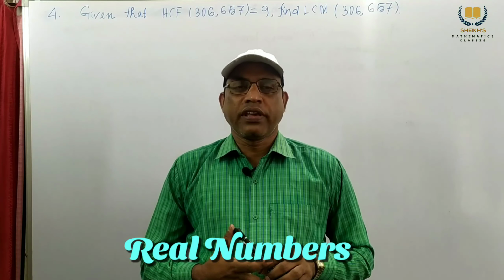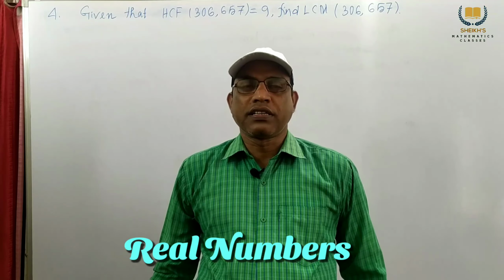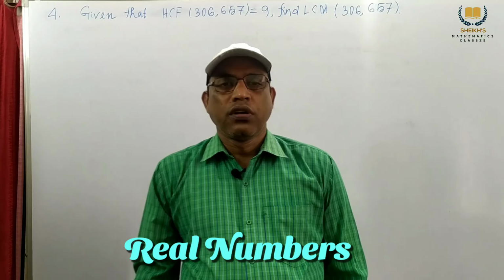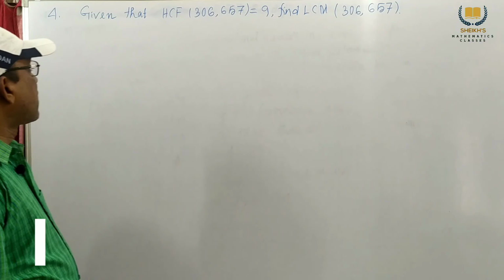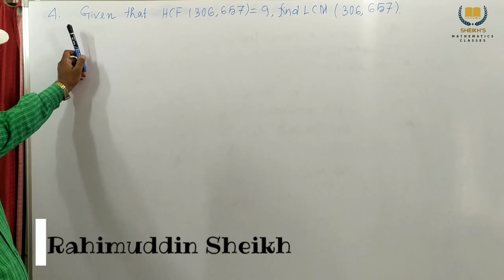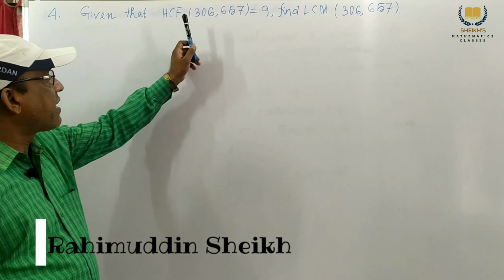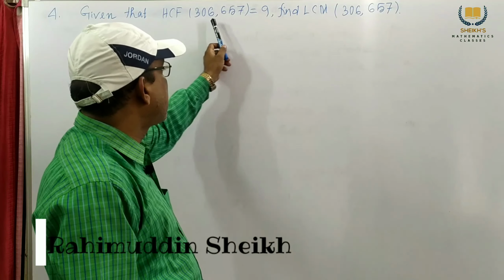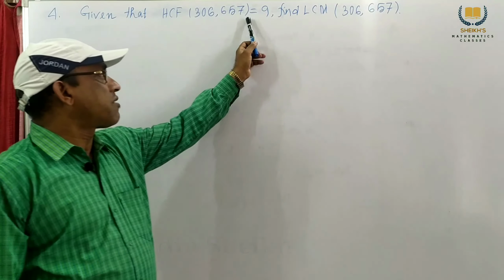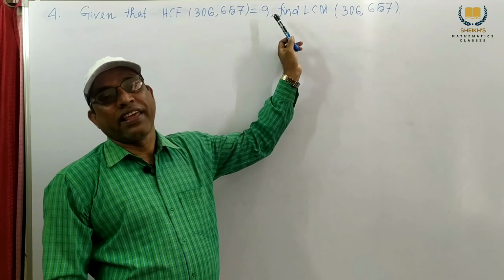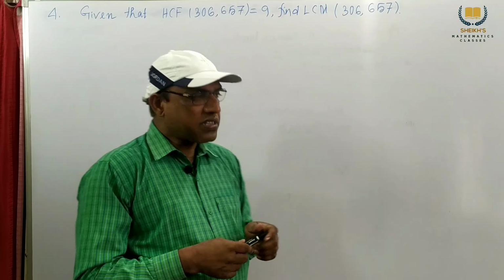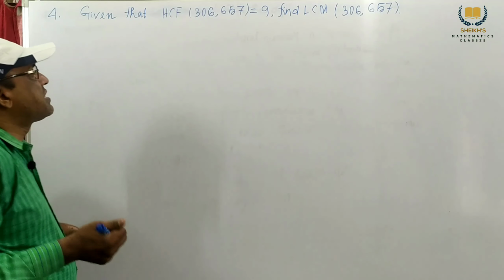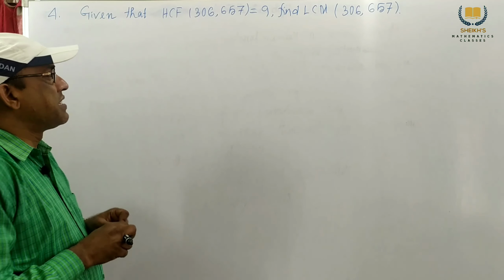Dear students, today we start exercise 1.2, problem number 4, NCERT book class 10. Given that the HCF of 306 and 657 is 9, find the LCM of these two numbers. So this is our problem: the HCF is given, what is the LCM?